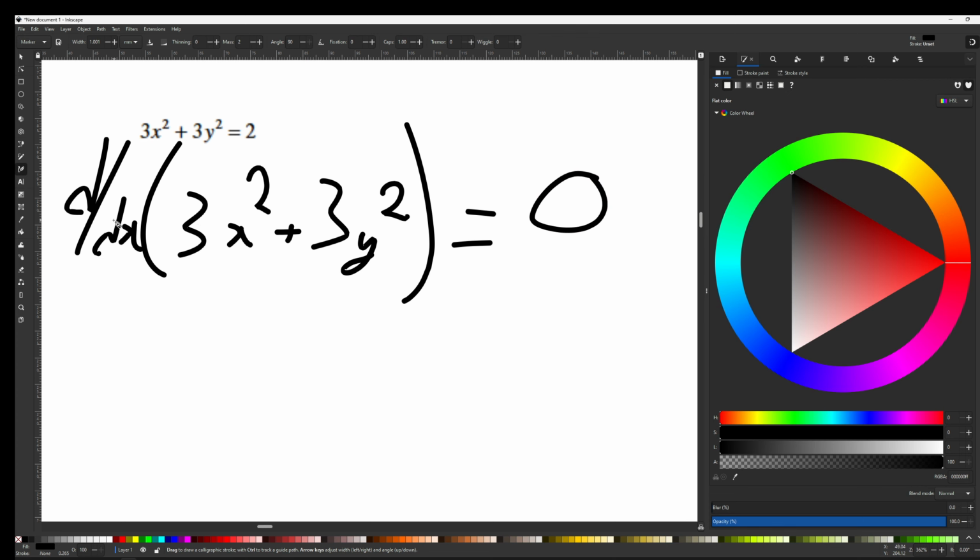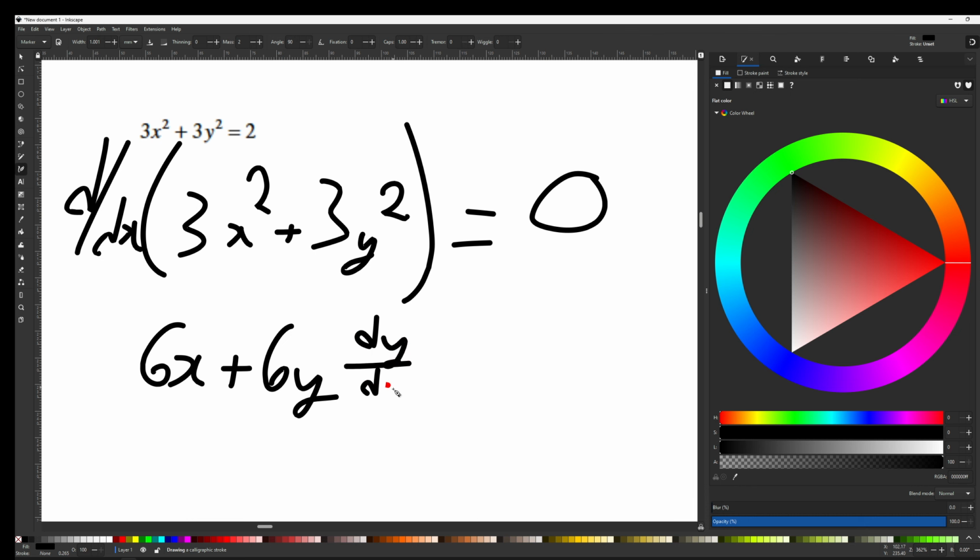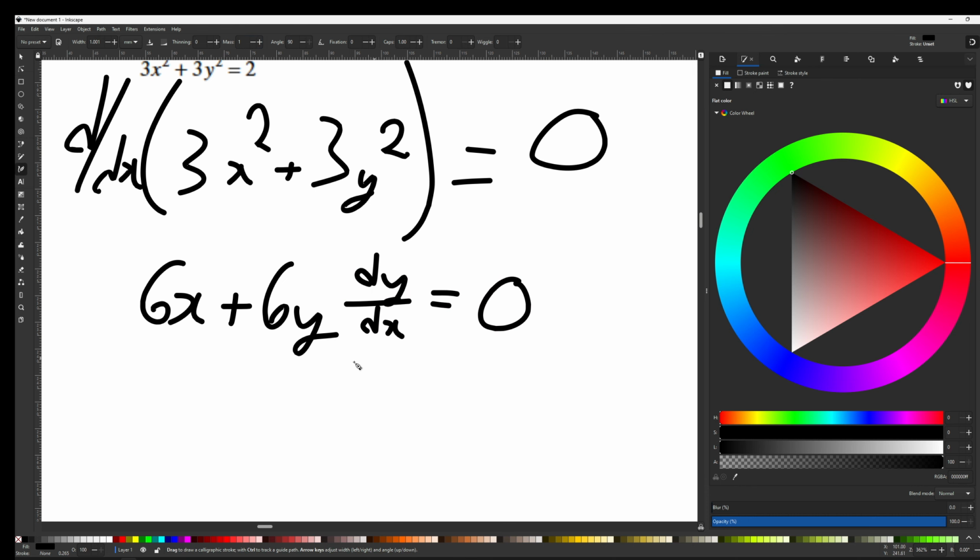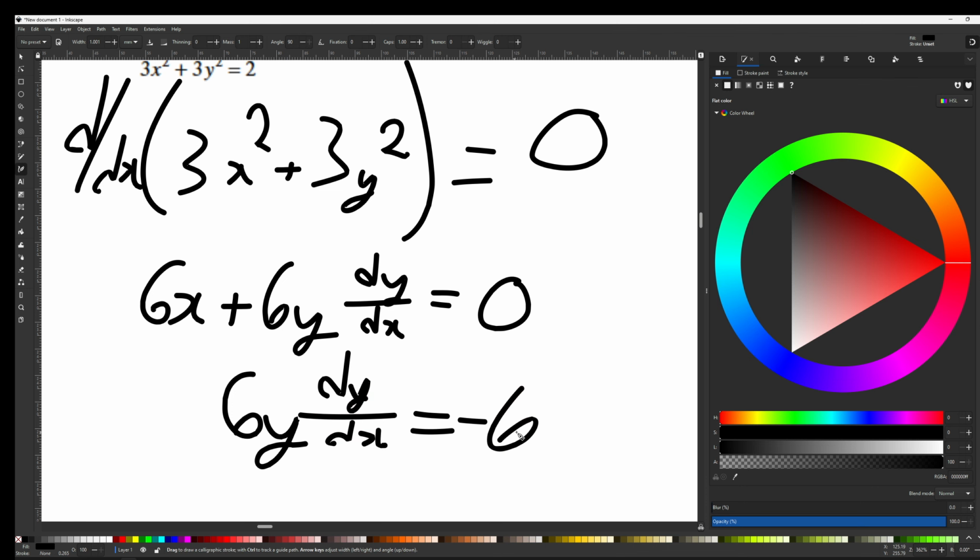The derivative of 3x squared is going to be 3 times 2x, which is 6x. Same logic for 3y squared, so we're going to have 6y. And here, remember, since we differentiated with respect to y, we're going to add a dy/dx right after. And that's all equal to 0. Now move this 6x to the other side. 6y dy/dx is equal to negative 6x.